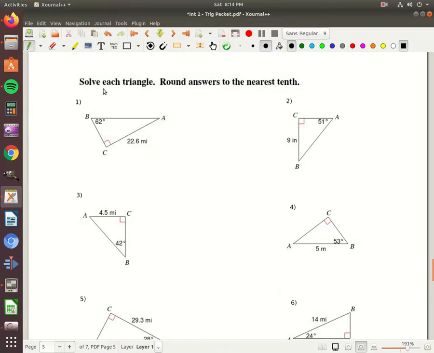6 asks us to complete the triangle of everything that's unknown. And I don't want you guys to forget that there is the triangle angle sum theorem. So I know that 90 plus 62 plus angle A equals 180. So that would be an easy way to figure it out.